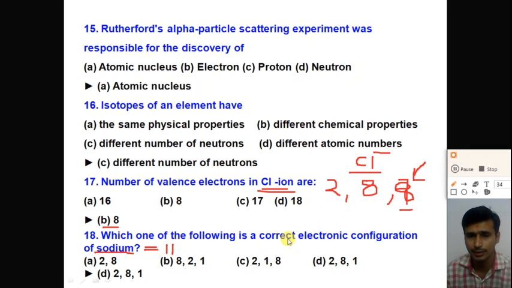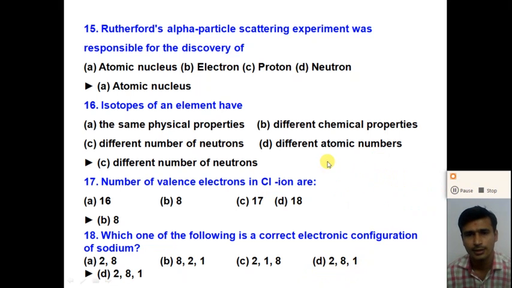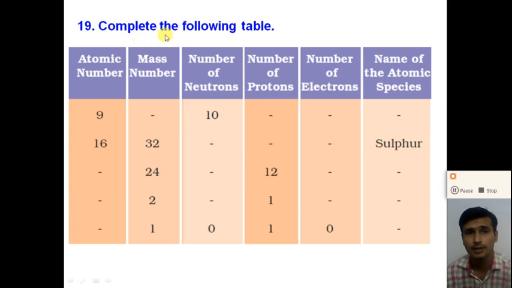So its electronic configuration: in the first orbit 2 electrons are there, in the second orbit 8 electrons, and in the third orbit 1 electron is there. So the correct electronic configuration of the sodium atom is 2, 8, 1. Answer is D. So now dear student, last question of the exercise, complete the following table.